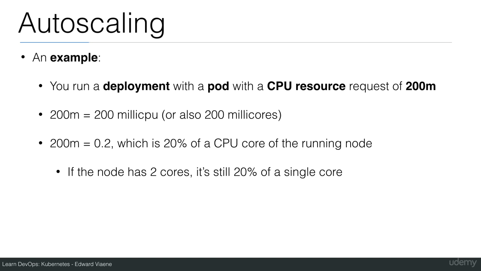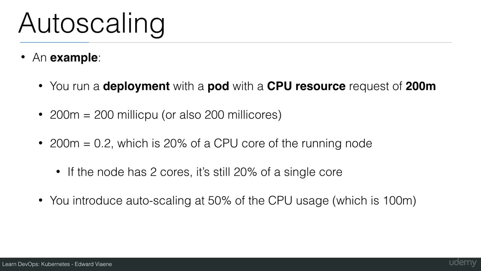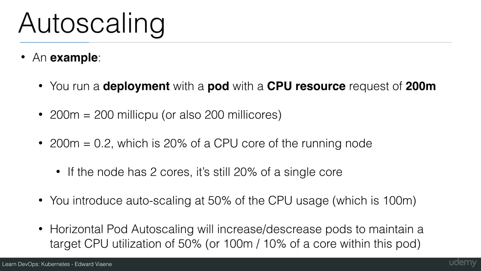So it's absolute numbers. You can introduce, for instance, autoscaling at 50% of the CPU usage, which is 100 milli CPU. Horizontal autoscaling will increase or decrease pods to maintain a target CPU utilization of this 50%, or 100 milli CPU, or 10% of a core within this pod, so a core on this node.